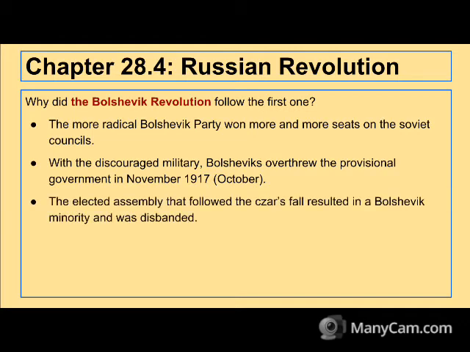The elected assembly that Alexander Kerensky had helped to put together, the one that is supposed to organize new elections and provide more of a democratic Republican government, when they hold those elections, it results in a Bolshevik minority. It's the Mensheviks and the Democrats and other parties who have most of the power on the elected assembly. So the Bolsheviks see to it that that elected assembly is disbanded soon after it comes into existence.